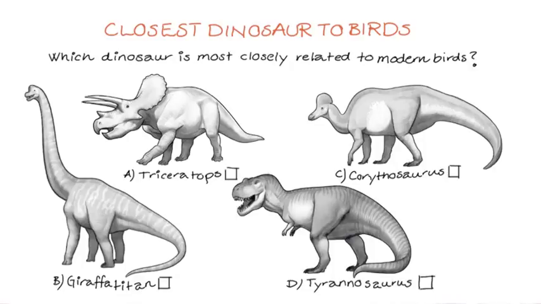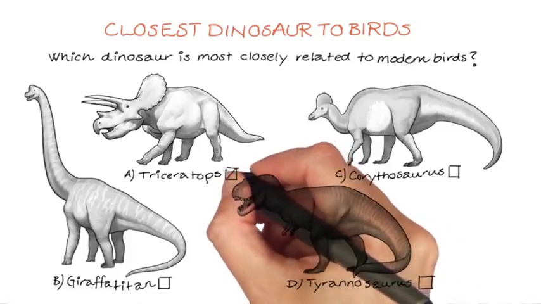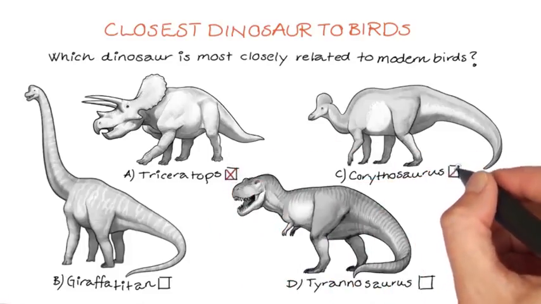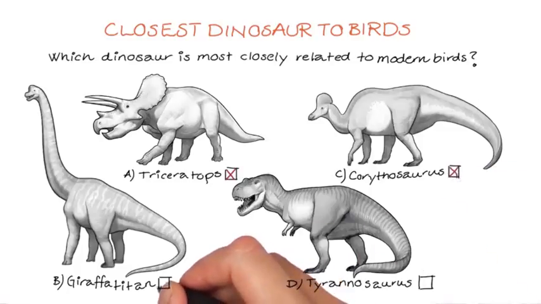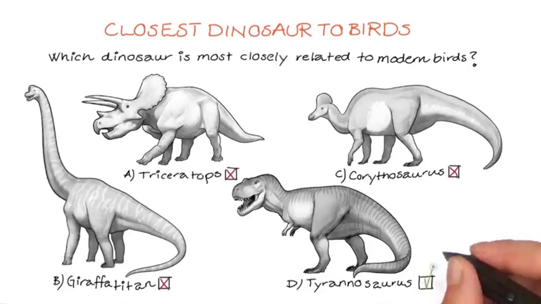Even though Tyrannosaurus is far larger than any living bird, it belongs to the same group of dinosaurs as modern birds do, theropods. There are many differences between Tyrannosaurus and birds, but they do share some characteristics. Both possess feathers, at least at some point in their growth, both are bipedal, and both have hollow bones containing air sacs, so D is the correct answer.